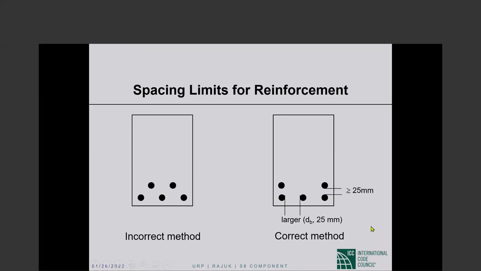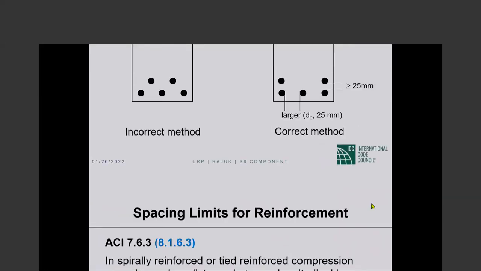This is vitally important, and the gap between the layers is at least 1 inch. So this gap is the larger of the bar diameter, 1 inch, or 1 1/3 times the maximum stone size. That gap is just 1 inch or more.